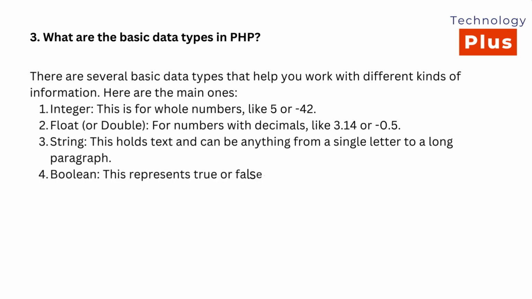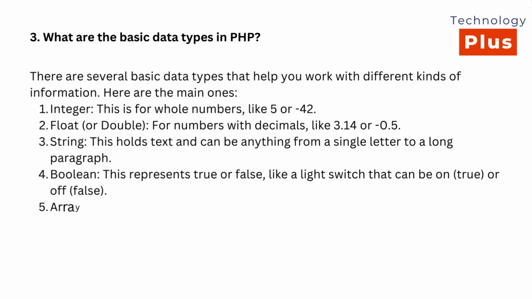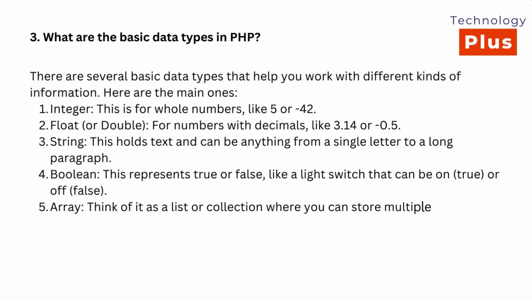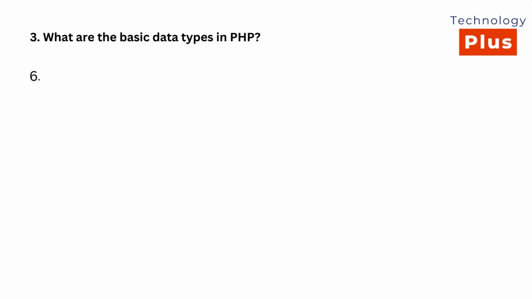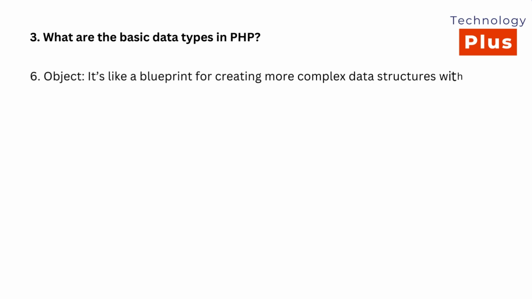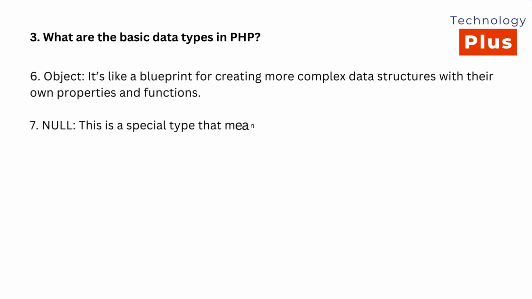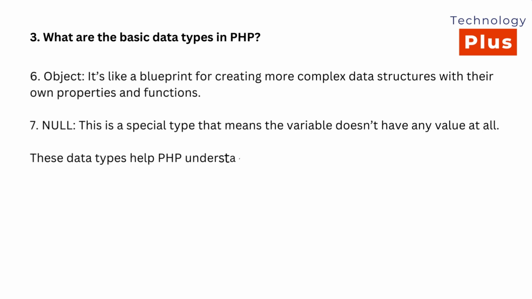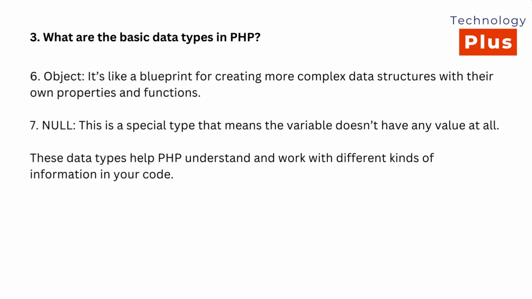4. Boolean. This represents true or false, like a light switch that can be on, true, or off, false. 5. Array. Think of it as a list or collection where you can store multiple pieces of data together. 6. Object. It's like a blueprint for creating more complex data structures with their own properties and functions. 7. Null. This is a special type that means the variable doesn't have any value at all. These data types help PHP understand and work with different kinds of information in your code.